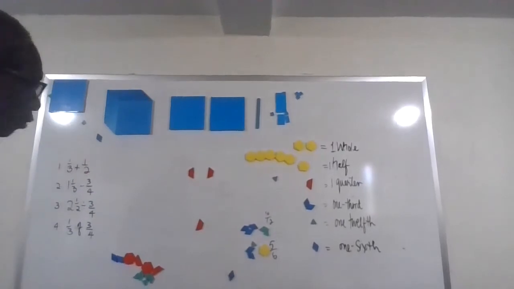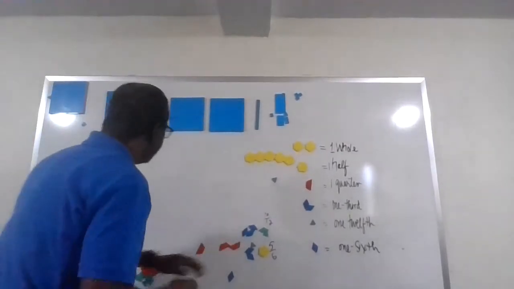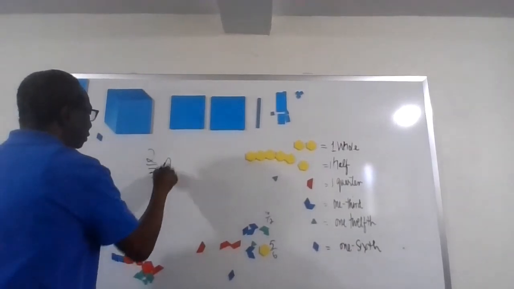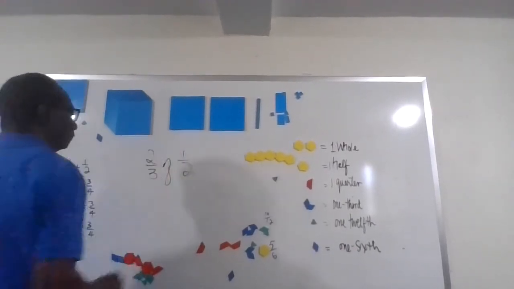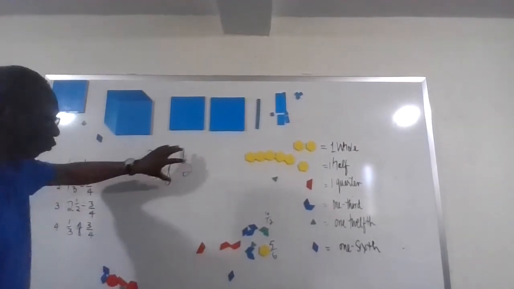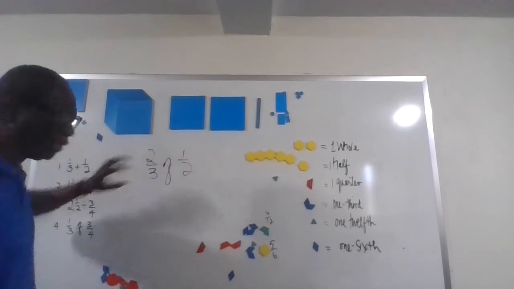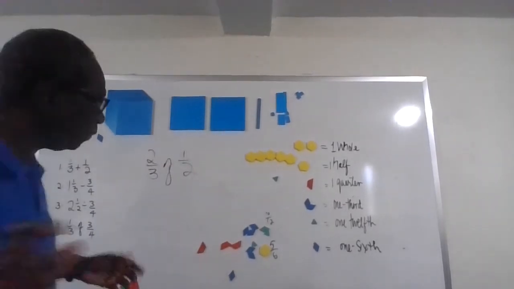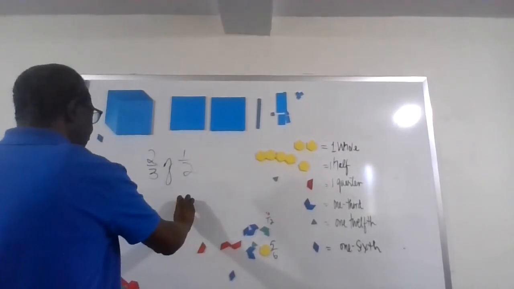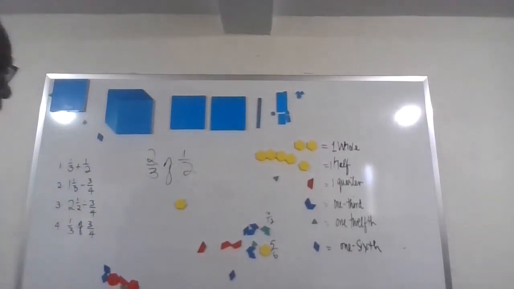So off the cuff, I'm going to try another one. Let's say that we want to find 2/3 of 1/2. Well, we need to have a half before we can find 2/3 of it. So let's begin with a half. That's a half.